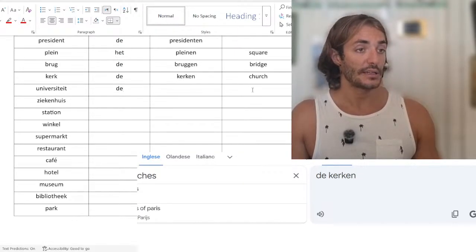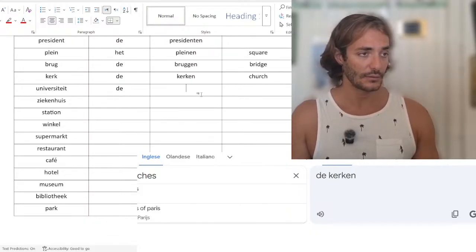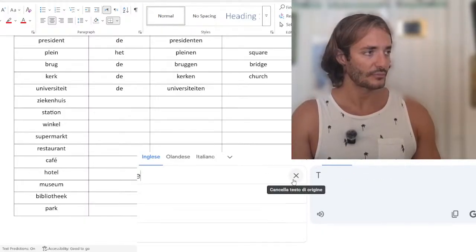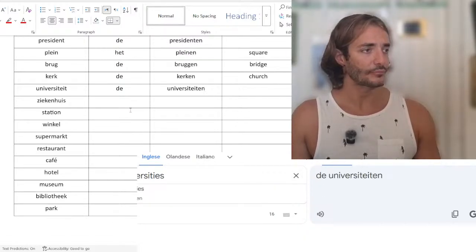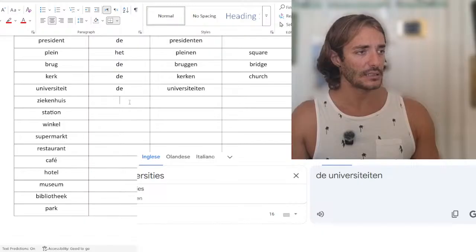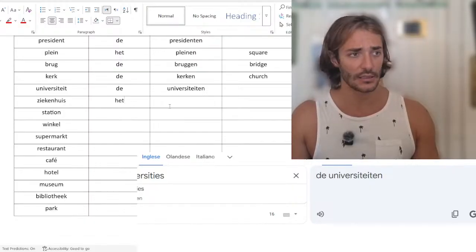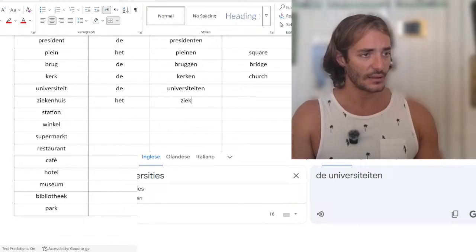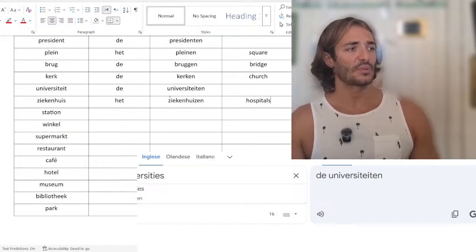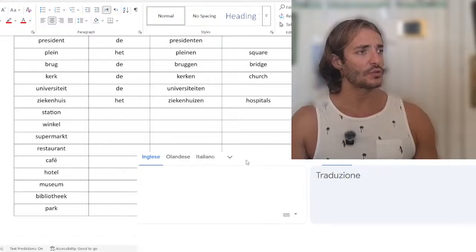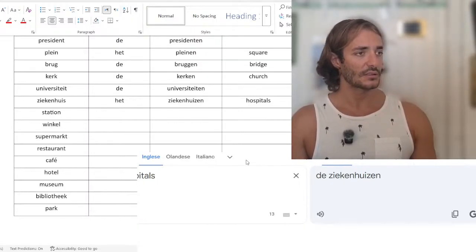Universiteit, de universiteiten. Universities. Ziekenhuis. This is probably het because there is the suffix huis, that het house. So it becomes the ziekenhuizen. So the hospitals. So zieken is probably sick, and huis is house, the house of the sick people. And yeah, the S becomes Z when it's in between two vowels. The hospitals. Yes.